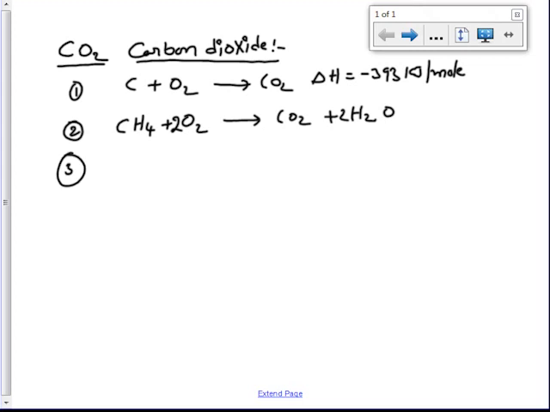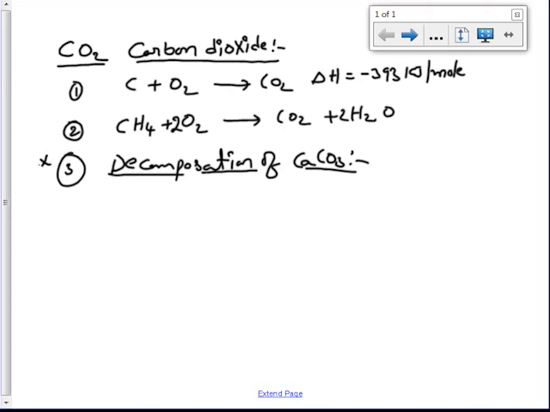The third most familiar for us is the decomposition of calcium carbonate. This is a very important and commercial method of preparation of carbon dioxide. A large scale amount of carbon dioxide can be prepared by the decomposition of calcium carbonate. So we know the most familiar reaction like this: calcium carbonate on decomposition gives calcium oxide and carbon dioxide.